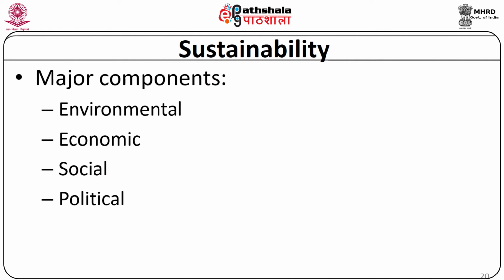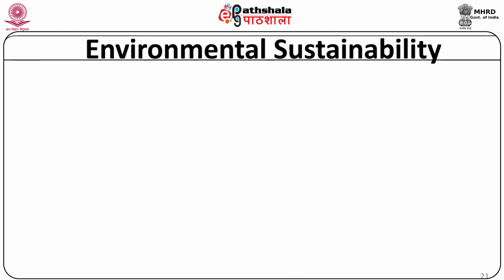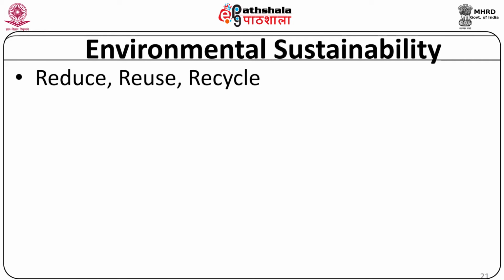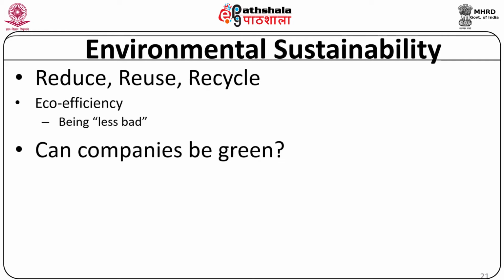Sustainability: the major components are environmental, economic, social, and political, as we have discussed earlier also. For environmental sustainability, the emphasis is on the 3 R's: reduce, reuse, recycle. Eco-friendly, being less bad. Can compromise be green? Can companies be green? Will all companies be promoted? They should have green belts to overcome the effect of pollution. The systems approach must be followed.